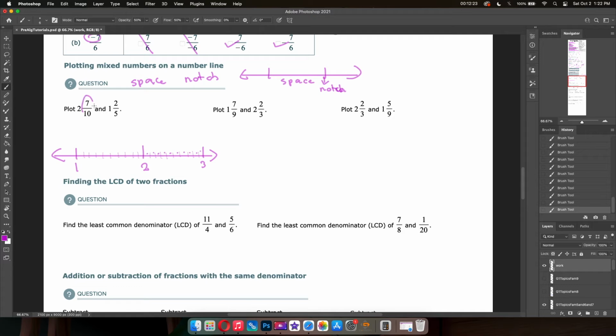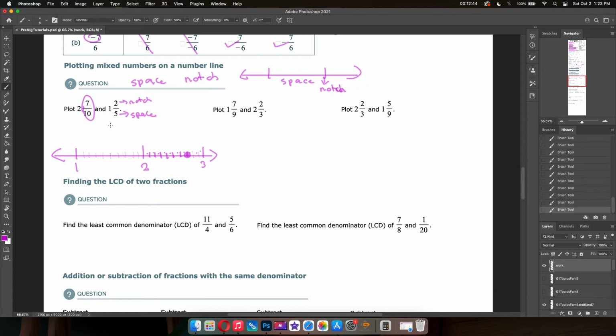We want to make it 7/10, so we're going 7 notches in. So in other words, these are your spaces, and these are your notches. So I'm going over 1, 2, 3, 4, 5, 6. There's my notch number 7, so that's where I'm going to be plotting my number.